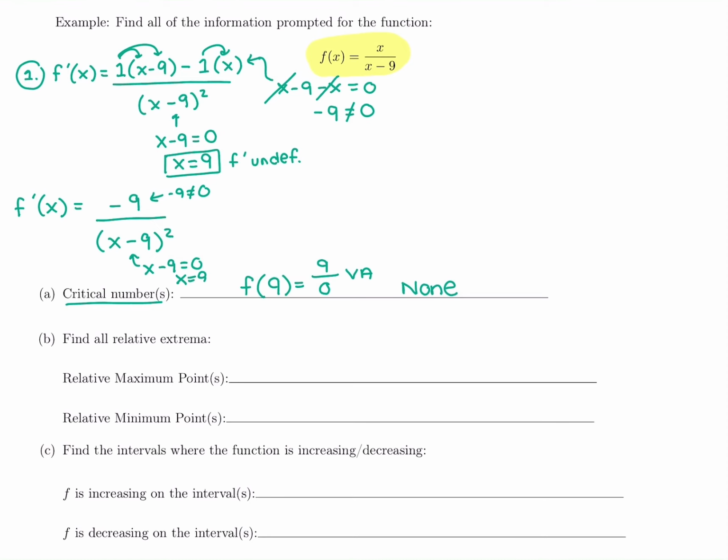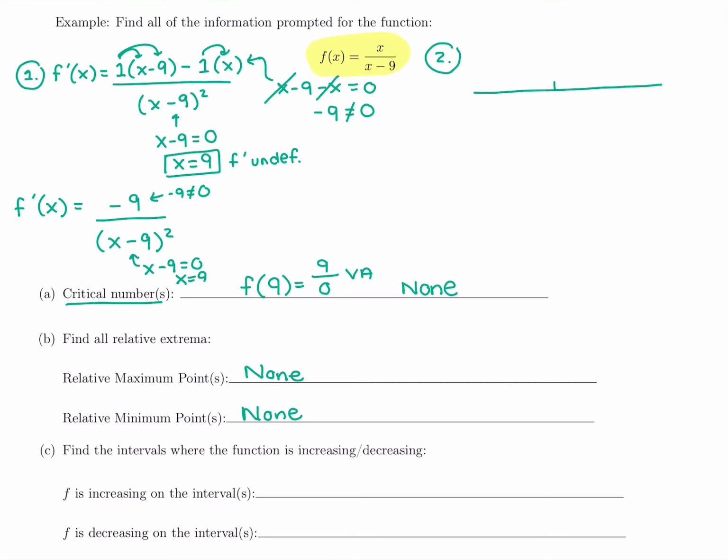And with that, I already know there's no relative extrema. Relative extrema can only occur at critical numbers, and we don't have a critical number for this function. Our one spot that made the derivative undefined ends up being a vertical asymptote, so it's not going to be a relative max or min. It's going to be going off to infinity or negative infinity without bound, so there's not a place where it stops, and the highest y value is 10 or something like that.